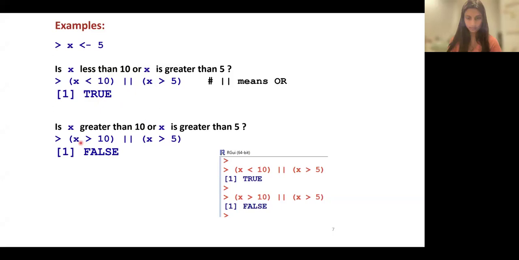And here, 5 is greater than 10 is false. This is also false. So both are false, so you get false. If any one of them is true, you get true. If both are true, you get true. And if both are false, you get false.